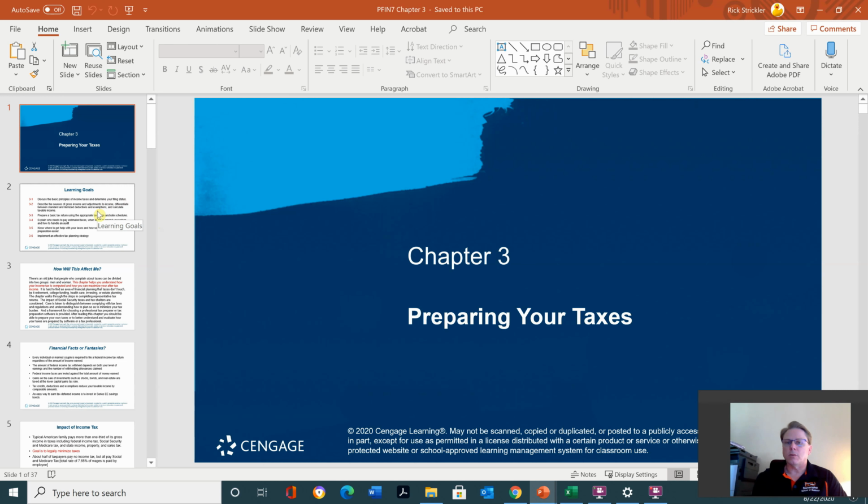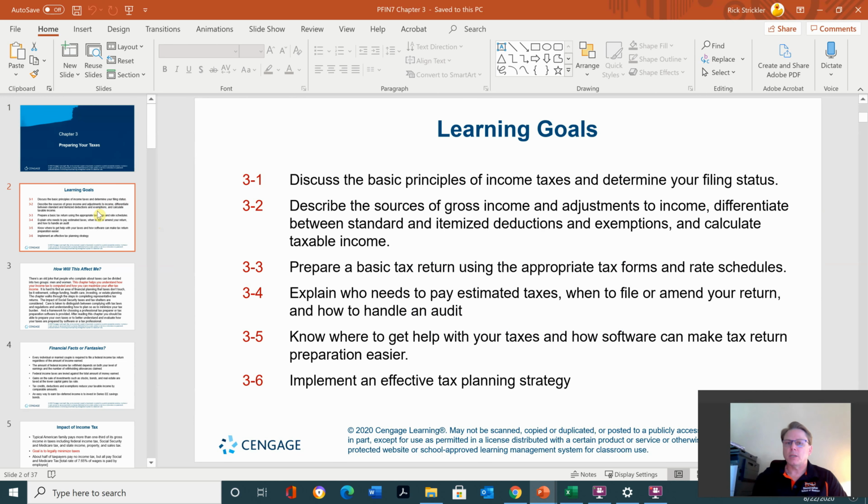Okay? So the learning goals in this chapter: discuss the basic principles of income taxes and determine your filing status. Describe the sources of gross income and adjustments to income. Differentiate between standard and itemized deductions and exemptions, and calculate taxable income. Prepare a basic tax return using appropriate tax forms and rate schedules. Explain who needs to pay estimated taxes, when to file or amend your return, and how to handle an audit.